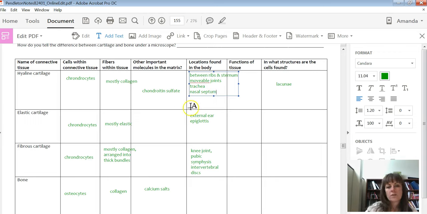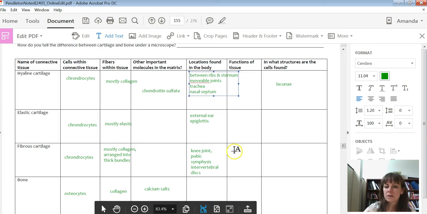Okay, so what are the functions of the tissue? Hyaline cartilage is going to be stiff, it's going to be flexible, it's going to be slick. Elastic cartilage gives even greater flexibility because remember those elastic tissues, if you bend them, they spring back.